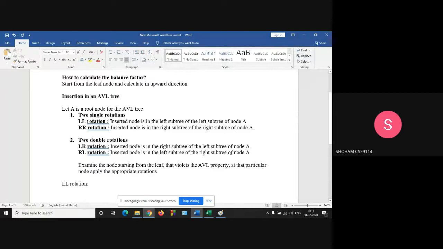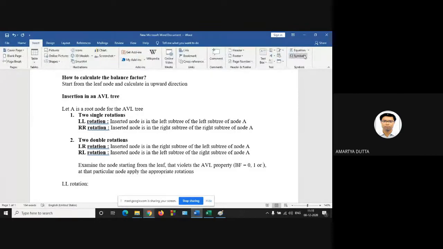What is the AVL property? Anyone? Balance factor. Balance factor should be less than or equal to 1, not only 0. The AVL property means your balance factor should be 0, 1 or minus 1. Okay. So this is the balance factor. At that particular node apply the appropriate rotations, either LL or RR or LR or RL.